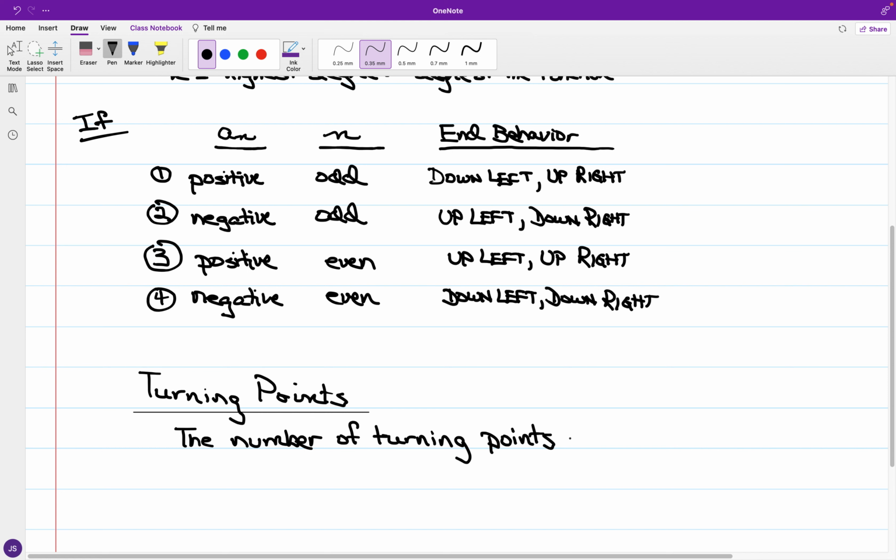will be an odd amount less. That is where the difference is an odd amount. You can have an even number of turning points, but the difference between the number of turning points and the degree of the function will be an odd amount less than the degree of the polynomial.